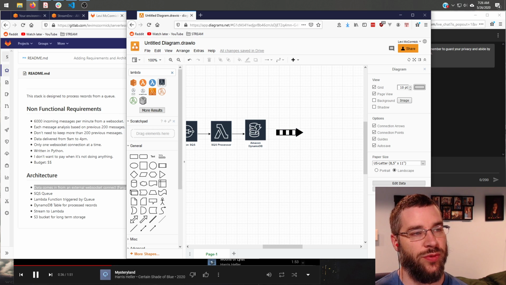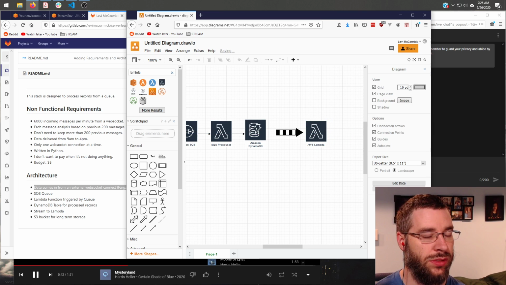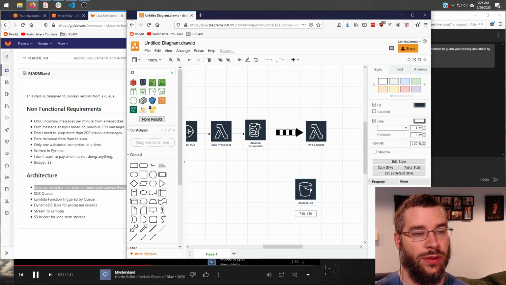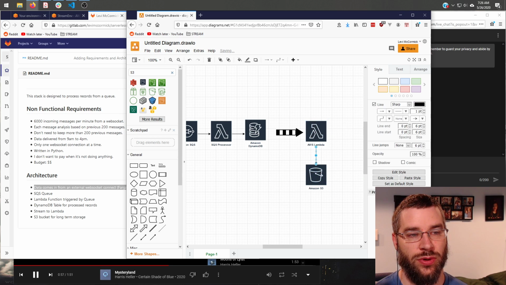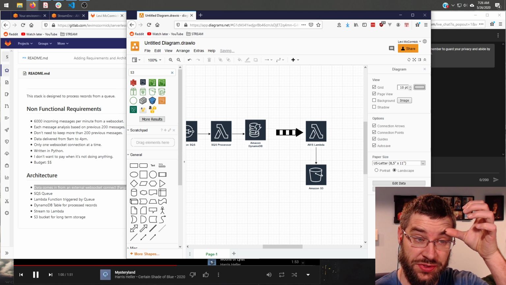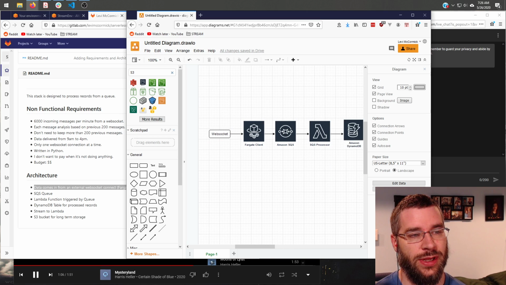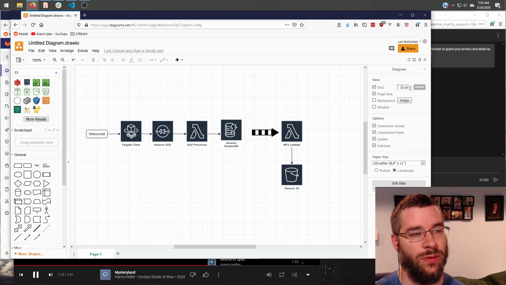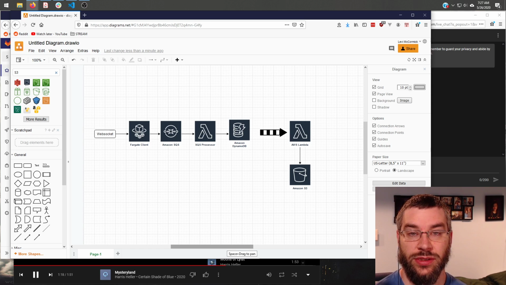Yeah, I don't know if I like this icon, but we're gonna roll with it just in case. Okay, and then we have our sort of final destination for our records. So the general flow of this, I don't like this. There we go. So that's the general flow of our data in our serverless processor.